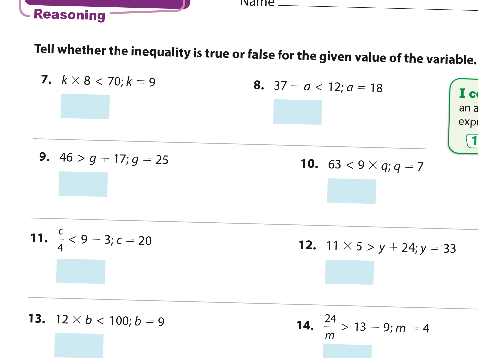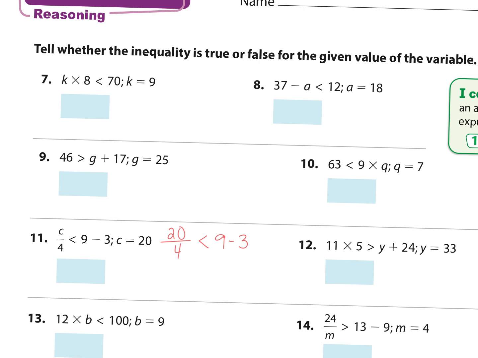So looking at number 7 and 8, those are just one-step inequalities. But looking at number 9, number 10, let's look at number 11 with letter C in it. Number 11 says C over 4. What does that mean? It means divided by. So I'm going to set up my inequality. I'm going to do 20 divided by 4 less than 9 minus 3. It's 2 steps. I've got 2 different expressions that I have to solve on either side.